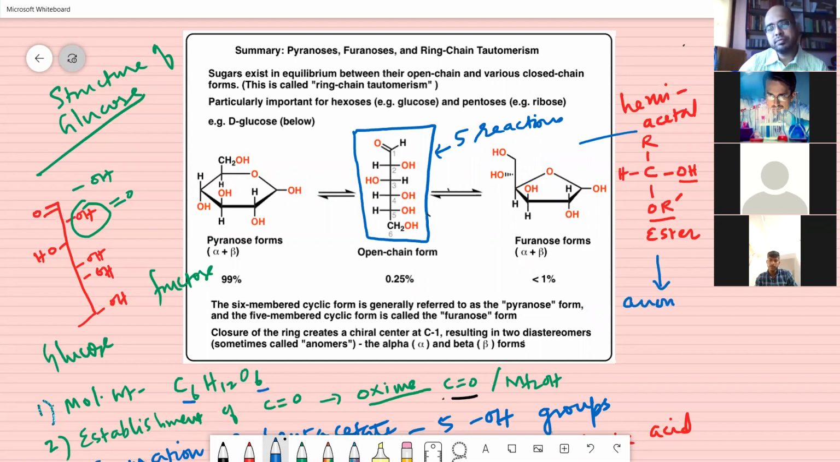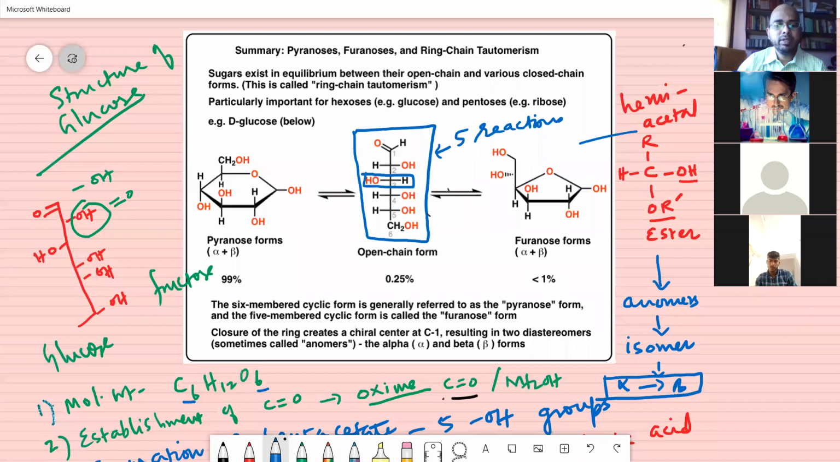anomers. What is an anomer? It's an isomer, and it converted alpha into beta. So we have seen that in the last class. Now this presence of the hemiacetal structure makes the rotation of this thing possible.